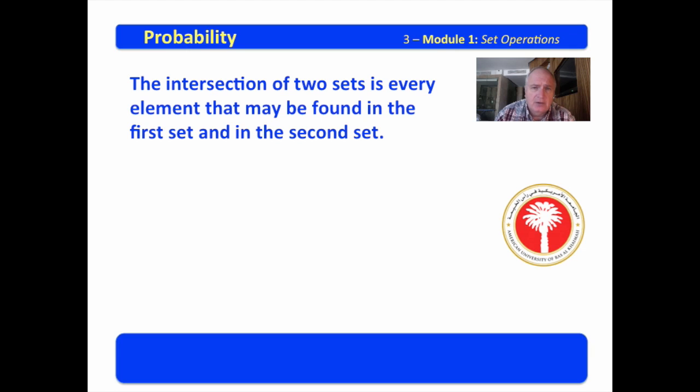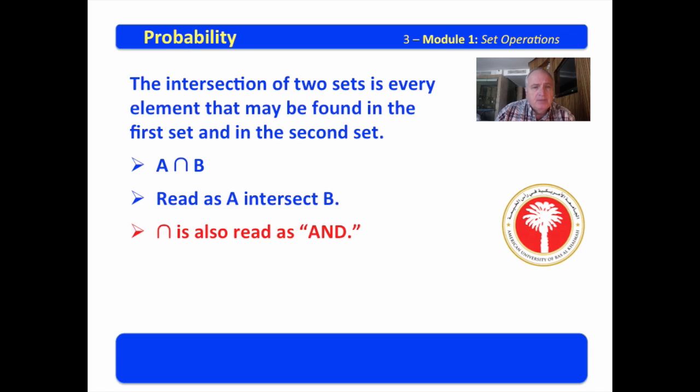Now, another term we need to know is that of intersection. The intersection of two sets is every element that may be found in the first set and is also found in the second set. It's read with these symbols, A intersect B, and the intersect sign can also be read as the word and. The union is the word or, the intersect is the word and. This means it is in set A and it's in set B. A intersect B means it's in A and it is in set B. And again, it may be read as A and B.